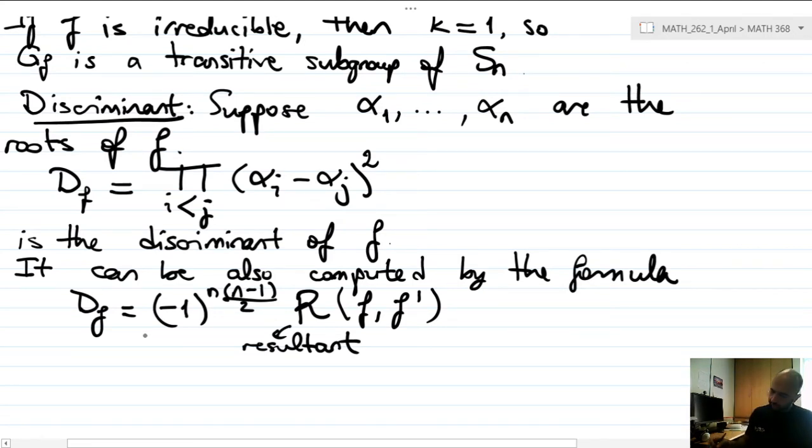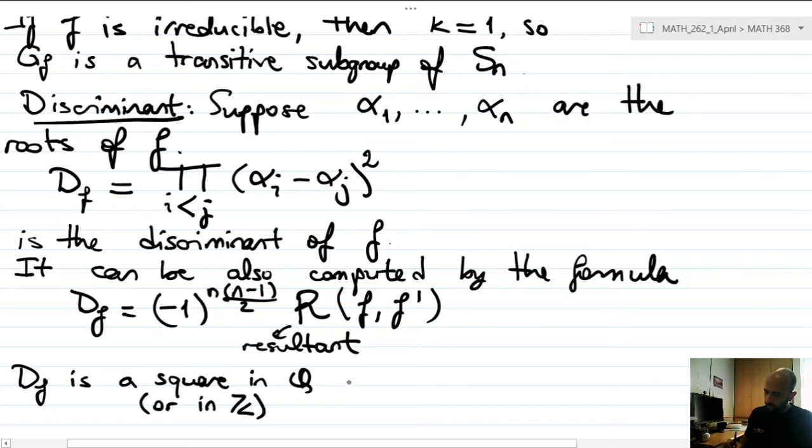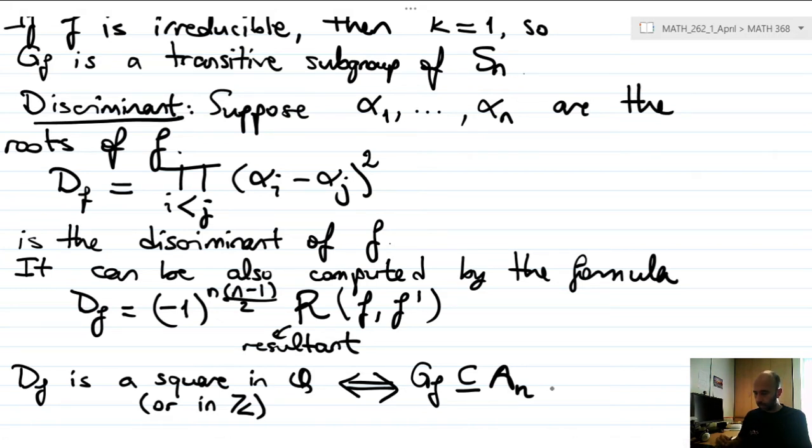Okay, so then the relation to the Galois group is, d_f is a square in Q or in Z for that matter, if and only if the Galois group of f is contained in the alternating group. So this is again one major thing that simplifies life, because the discriminant is relatively easy to compute and checking that it's a square is again relatively easy. Therefore, this provides some restrictions.